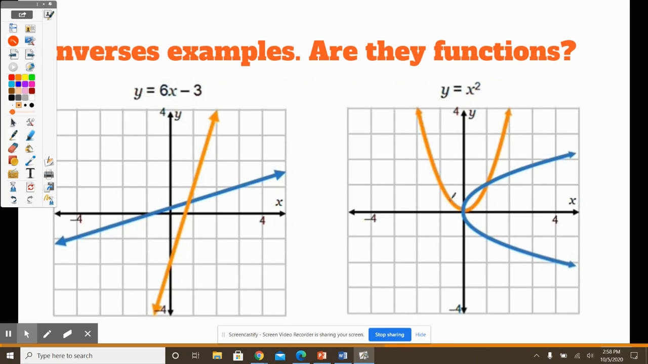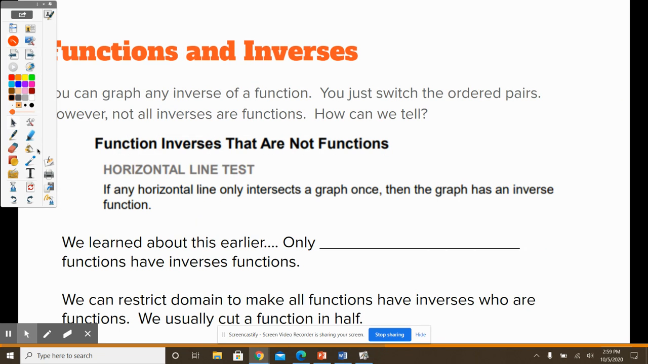The orange graph is y equals x squared. When you switch the ordered pairs, you get a sideways parabola. So they took 1, 1 and switched it. They took 2, 4 and switched it to 4, 2. And then this. These are inverses, but the blue graph is not a function, and that's important. Sometimes inverses are not functions. So we have to do something to make it work out for us.